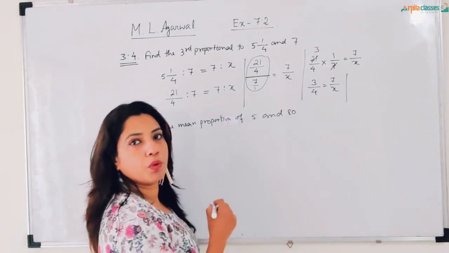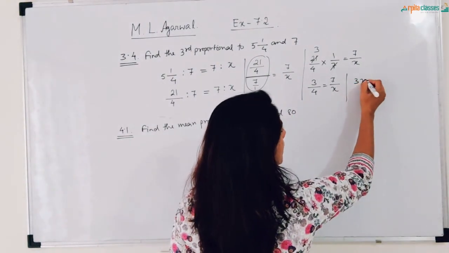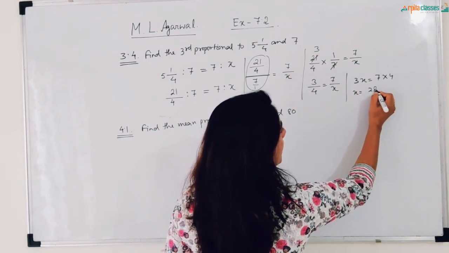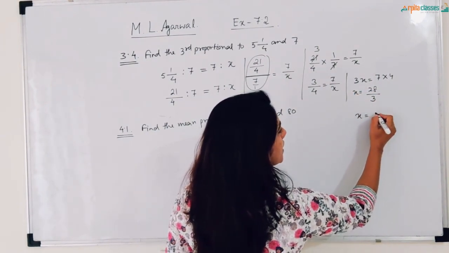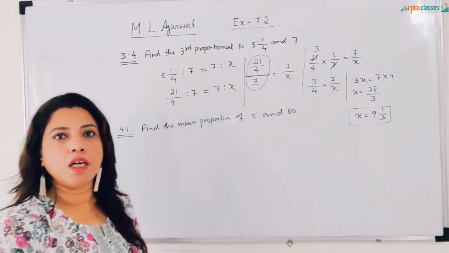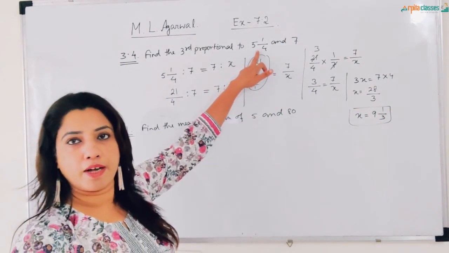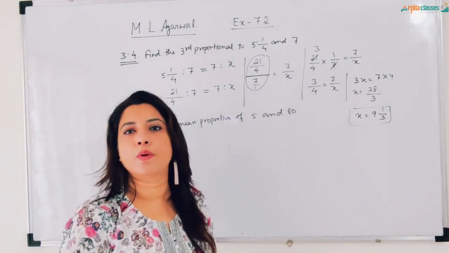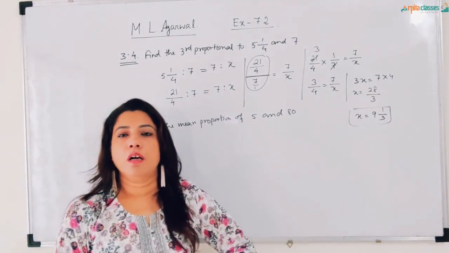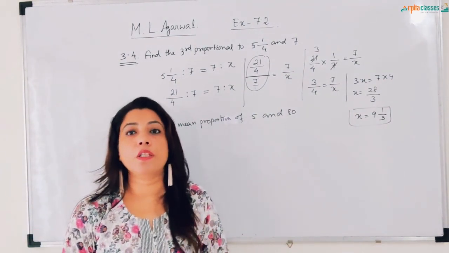After this we have to cross multiply. So we get 3x is equal to 7 into 4, or x is equal to 28 upon 3. So x is equal to 9 whole 1 upon 3. We can keep the answer in mixed fraction, because in the question it is given in mixed fraction. So the answer is x is equal to 9 whole 1 by 3. Okay, so here we have completed with the third proportional.